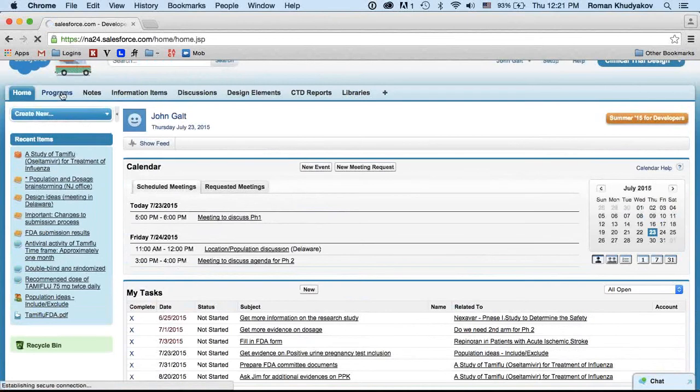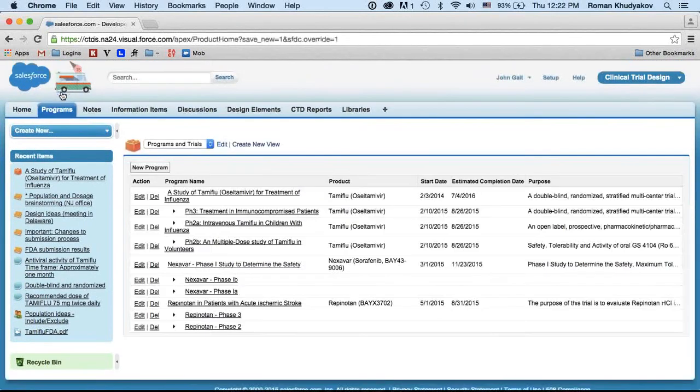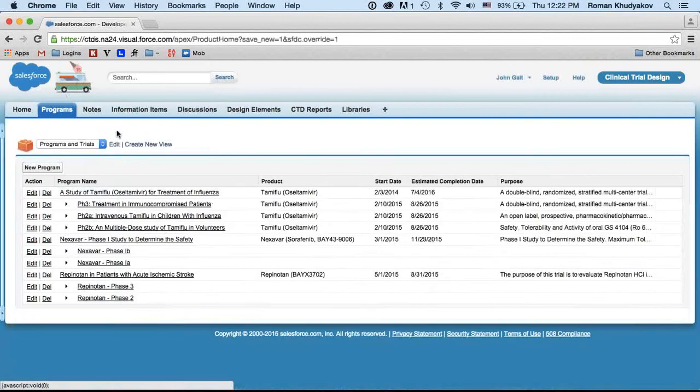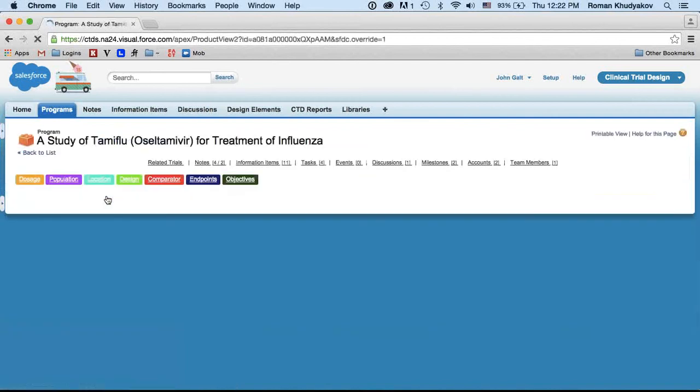All the information in the system is gathered within a program. A program is a collection of clinical trials around one particular product or molecule or drug that we are developing. On the program page here, I can see all our running programs and clinical trials within these programs. And let's go to the Tamiflu for influenza treatment program.